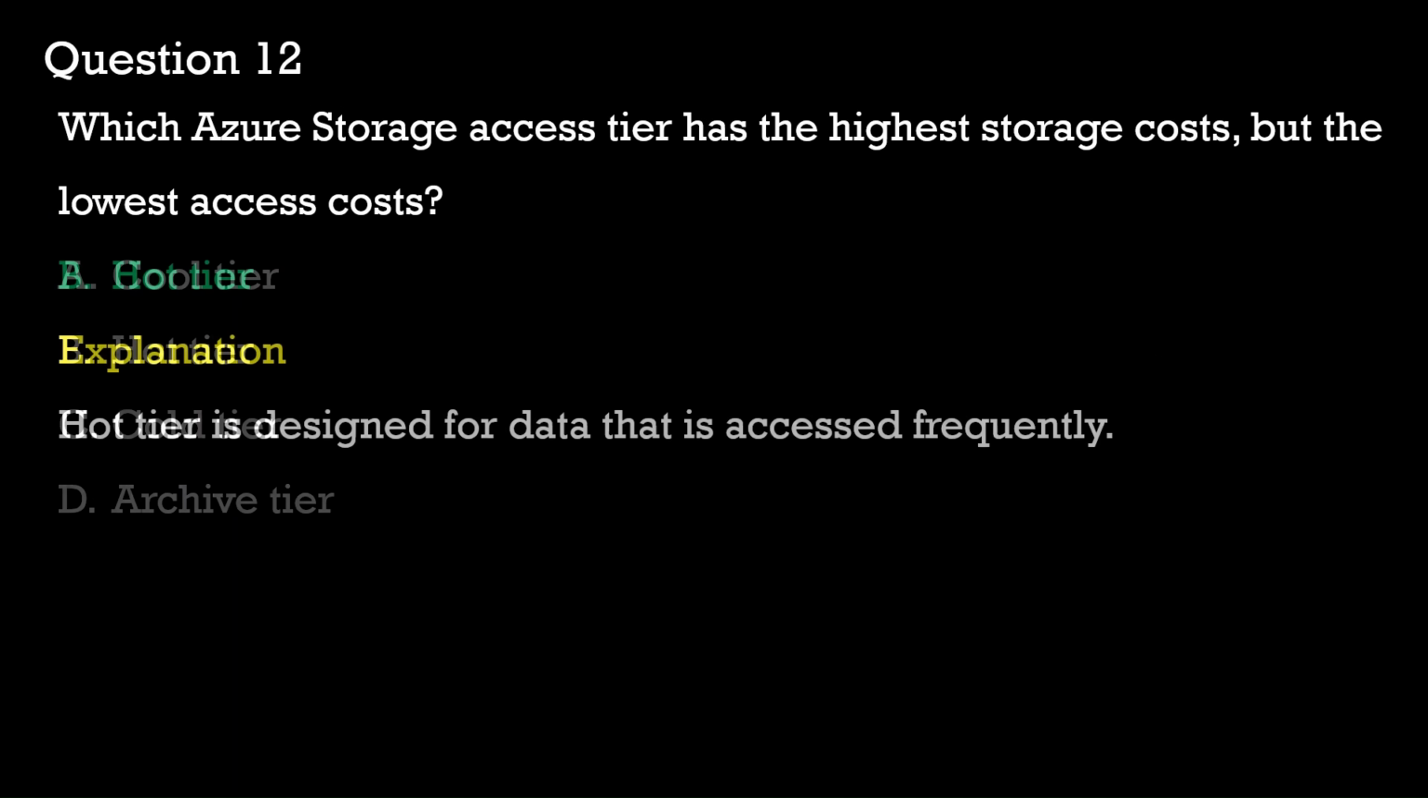Our answer here is option B, hot tier. It has the highest storage cost but the lowest access costs. So this is ideal for active data that requires fast and frequent access.